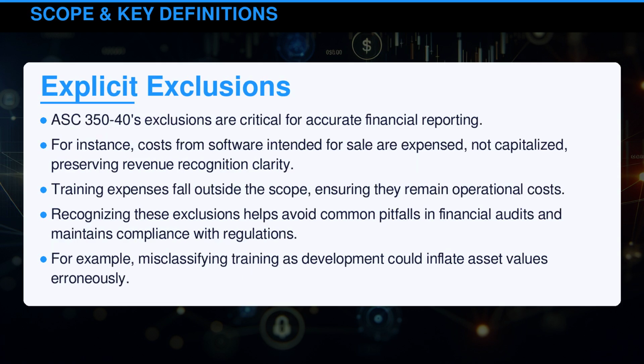ASC 350-40's exclusions are critical for accurate financial reporting. For instance, costs for software intended for sale are expensed, not capitalized, preserving revenue recognition clarity. Training expenses fall outside the scope, ensuring they remain operational costs. Recognizing these exclusions helps avoid common pitfalls in financial audits and maintains compliance with regulations. For example, misclassifying training as development could inflate asset values erroneously.